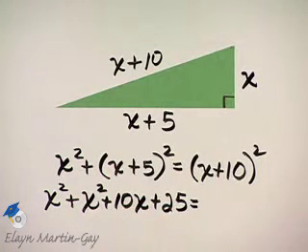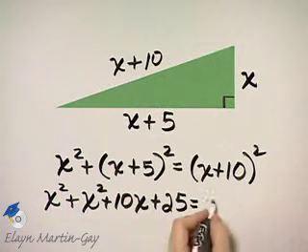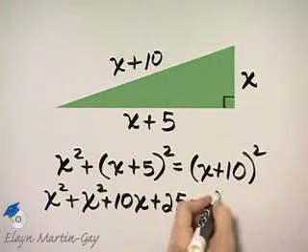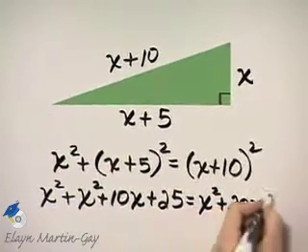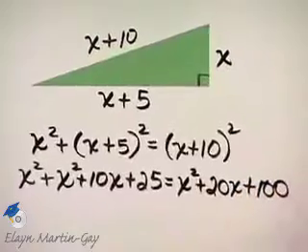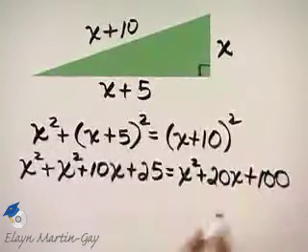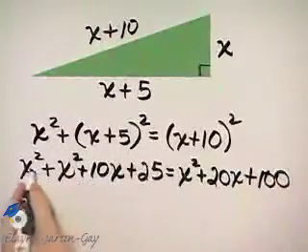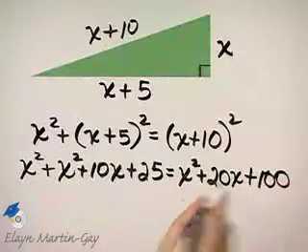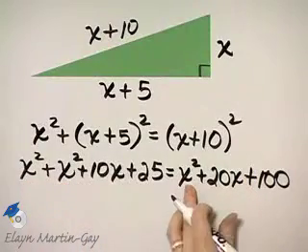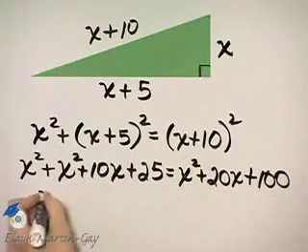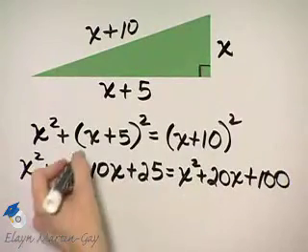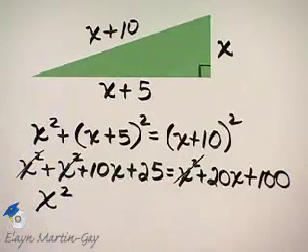Same thing for squaring x plus 10. If you need to, go off to the side, write x plus 10 times x plus 10, but when you multiply, it's x squared plus 20x plus 100. And now let's see what we have. We have x squared plus x squared, and then I'm going to subtract x squared, so that's 2x squared minus x squared is x squared, and I've taken care of these terms.